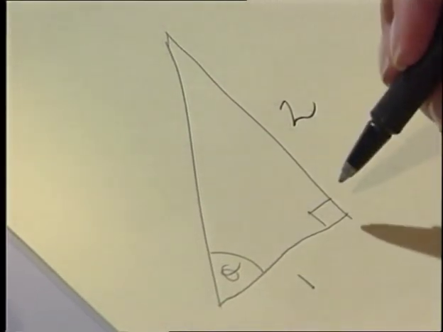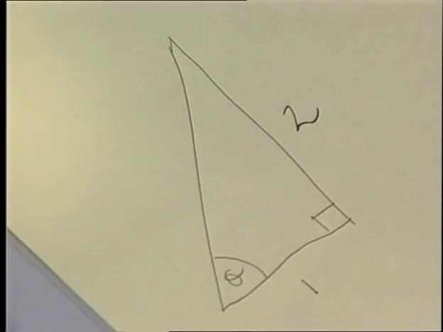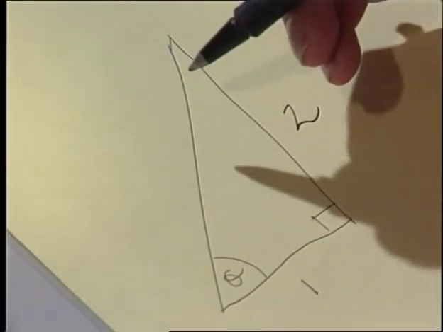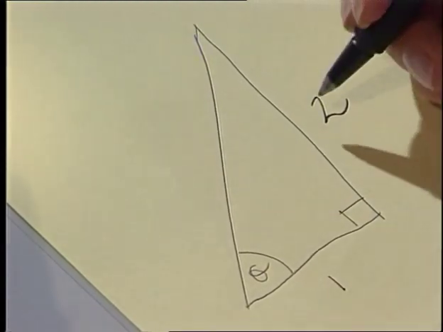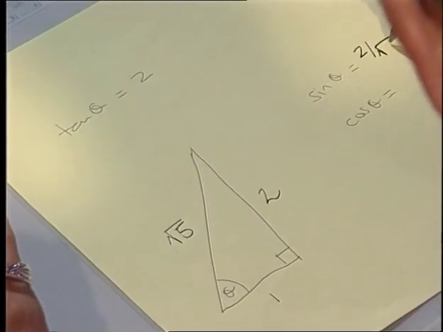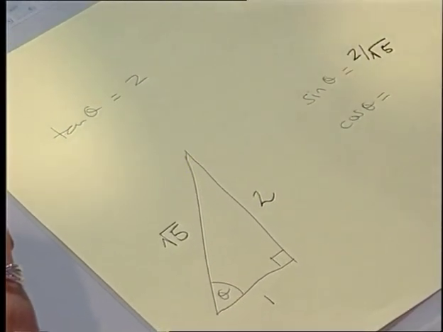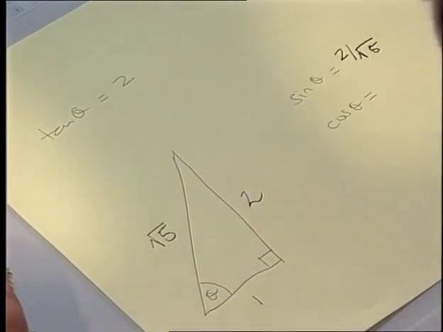The tan of this angle in a right-angled triangle is the length of the opposite side divided by the length of the adjacent side, and the sine is the opposite side length divided by the hypotenuse length. So I need to know the length of this other side. Well, by Pythagoras' theorem, it's the square root of 2 squared plus 1 squared, which is root 5. So the sine of theta is 2 over root 5. That's opposite over hypotenuse. And I know that the cosine of theta is the adjacent side length over the hypotenuse side length, which is 1 over root 5.